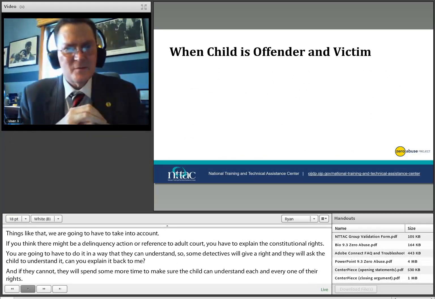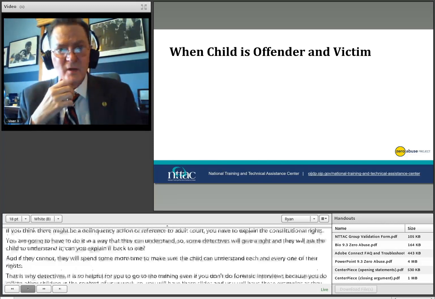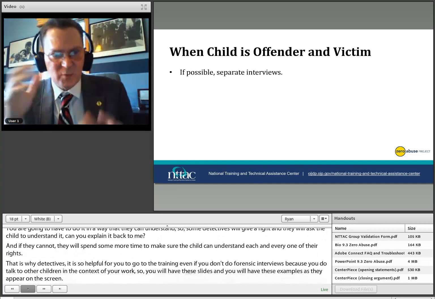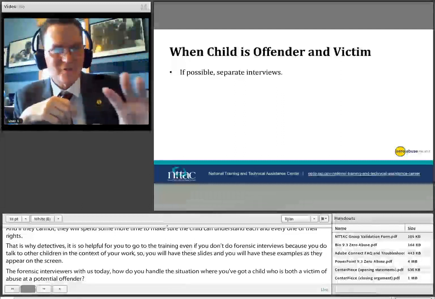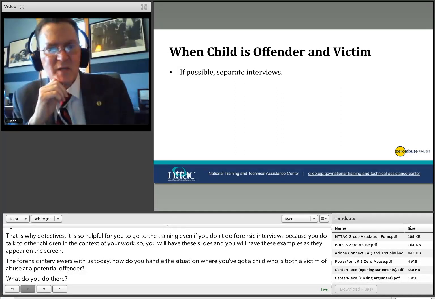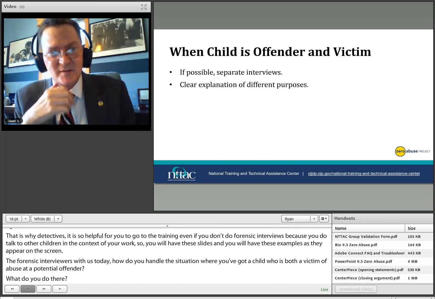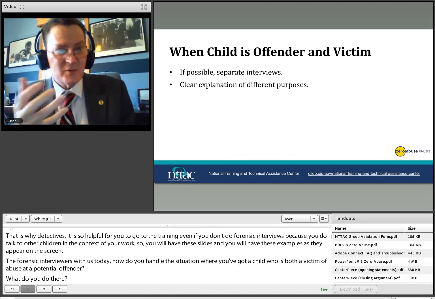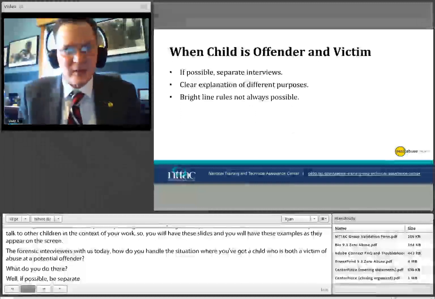If you think there might be a delinquency action or a referral to adult court, and you have to explain their constitutional rights, you're going to have to do it in a way that they can understand. So some detectives will give a right, and they'll ask the child, do you understand it? Can you explain it back to me? And if they can't, they'll spend some more time to make sure the child can understand each and every one of their rights. That's why, detectives, it's so helpful for you to go through forensic interview training, even if you don't do forensic interviews, because you do talk to other children in the context of your work.